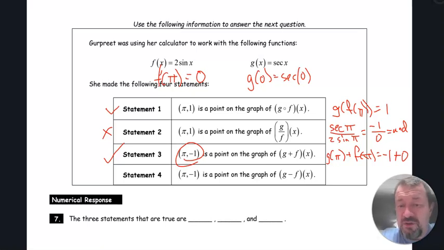And then actually it turns out that this last one is going to be the same, because whether we add 0 or subtract 0, the result doesn't change. It's still going to be negative 1. So yeah. So in this case here, the statements that are true will be 1, 3, and 4.